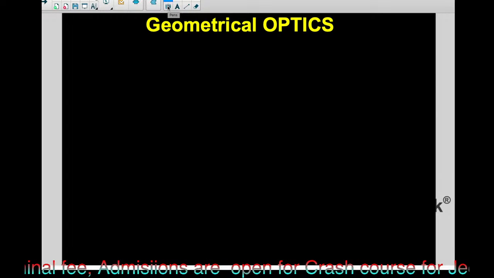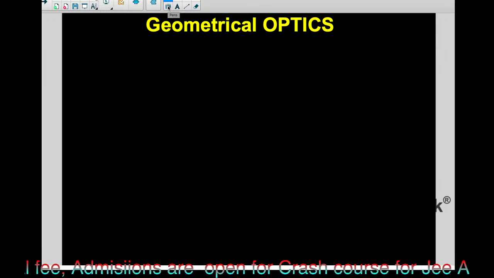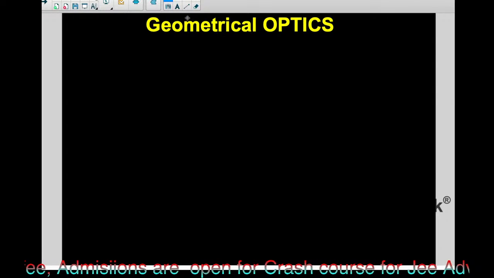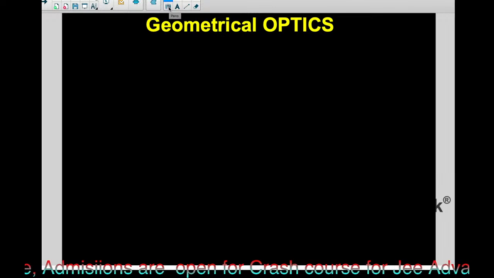Maxwell and Planck, we will discuss in modern physics also. Max Planck's constant, you have already learned, small h.